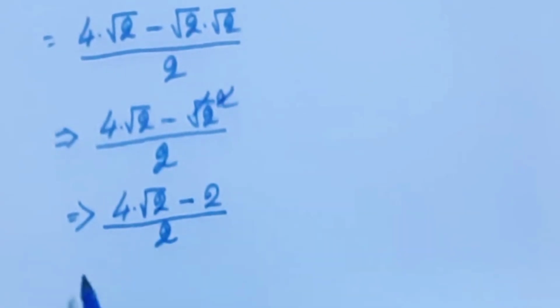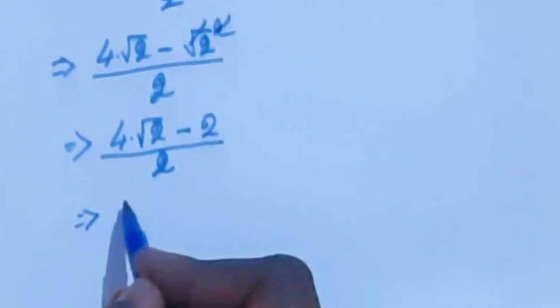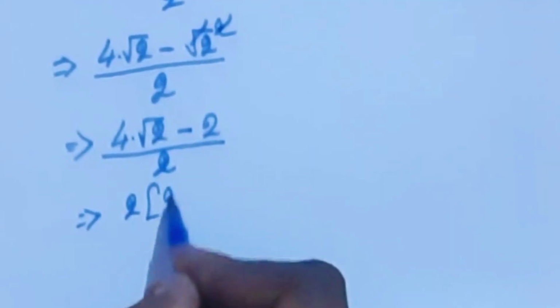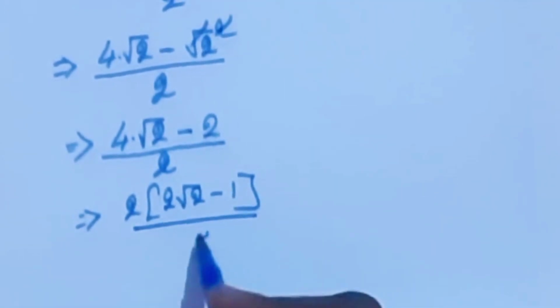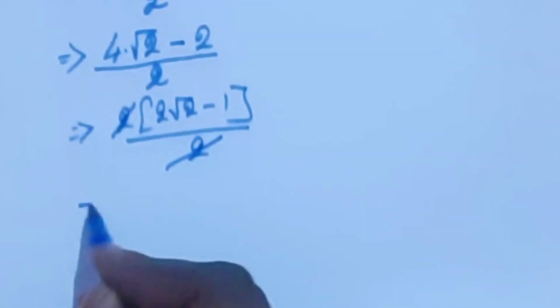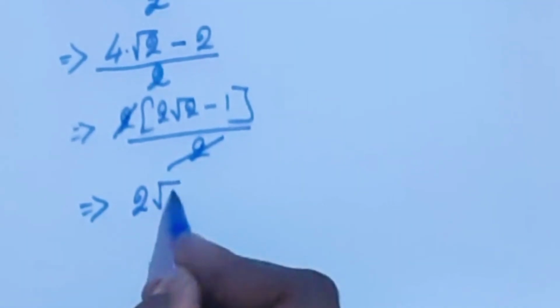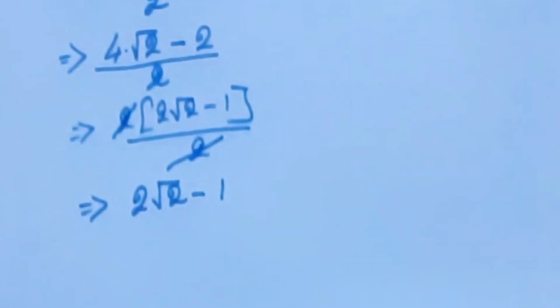Now we are going to take 2 common from this. So 2 open bracket 2 times square root of 2 minus 1, by 2. Now this 2 cancels this. Here we have 2 square root of 2 minus 1. This is the final answer.